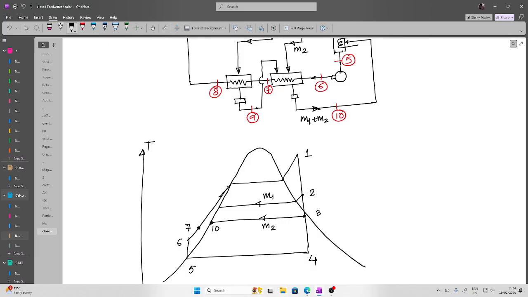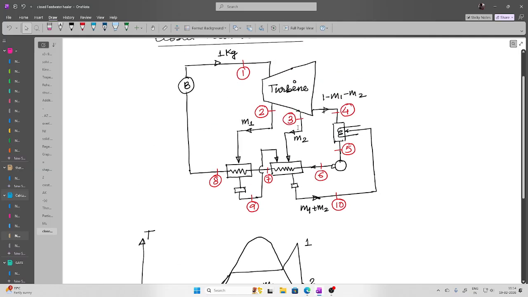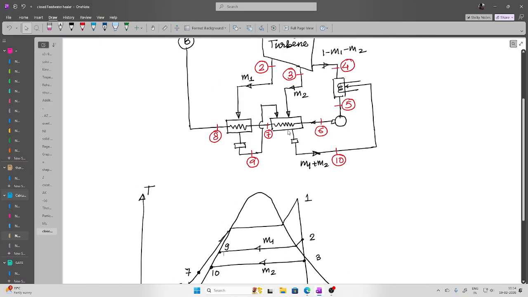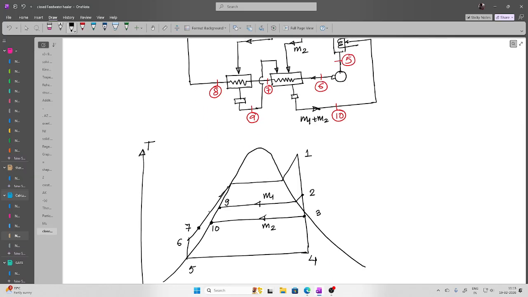Likewise, if you look at point number 8, extraction is happening at point number 2. So this is the point, and this is point number 8. Point 2 is exiting as point 9, so this is your point 9. The exit feed water heater has state 8, which should be slightly lower than point 9. So let's say this is point number 8.